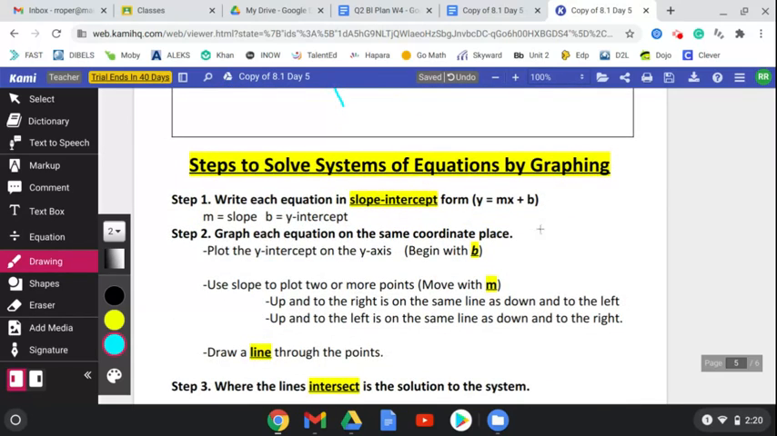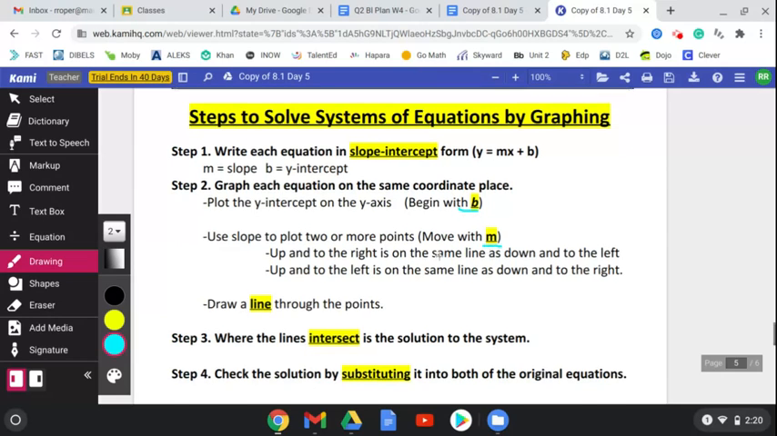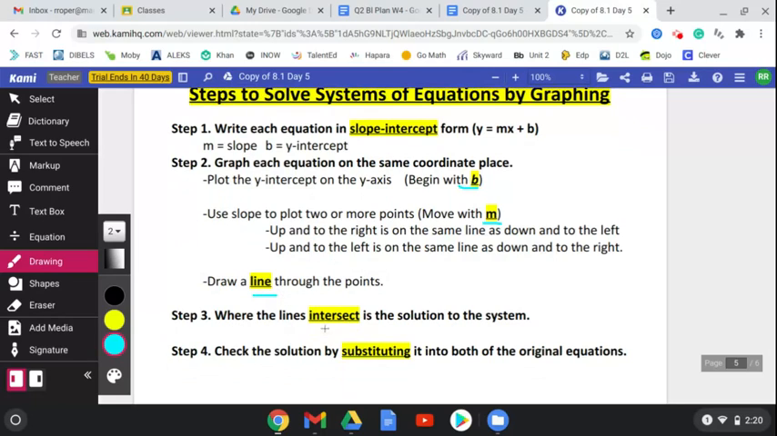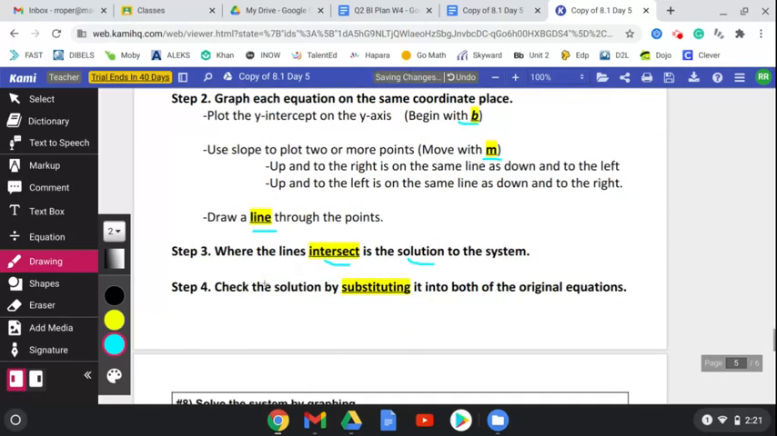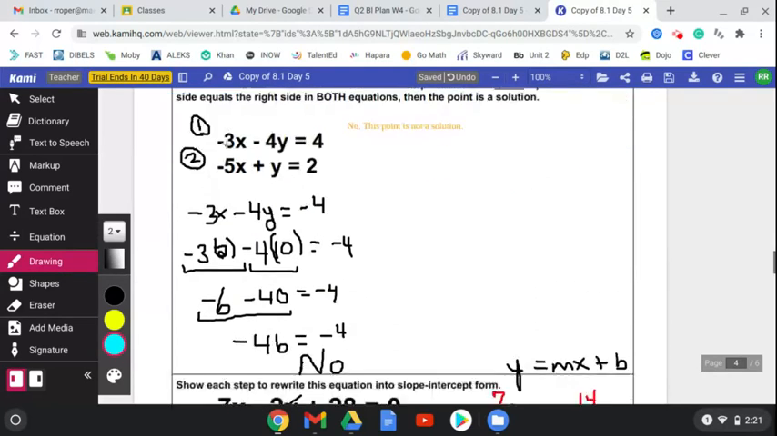Okay, we're going to solve one using solve systems by graphing. So first, step 1 is to write each equation in slope-intercept form, which we've just practiced. That's y equals mx plus b, where m is the slope and b is the y-intercept. Step 2, graph each equation on the same coordinate plane. To do that, we'll begin with b and we'll move with m. Then we'll draw a line through the points, and then we're going to look for where the lines intersect. Where do they cross? Because wherever they cross, that is the solution to the system. Okay? Then we can check to see if that's the solution by substituting it into both of the original equations, just like we did right here, number 4 and number 5. Okay?